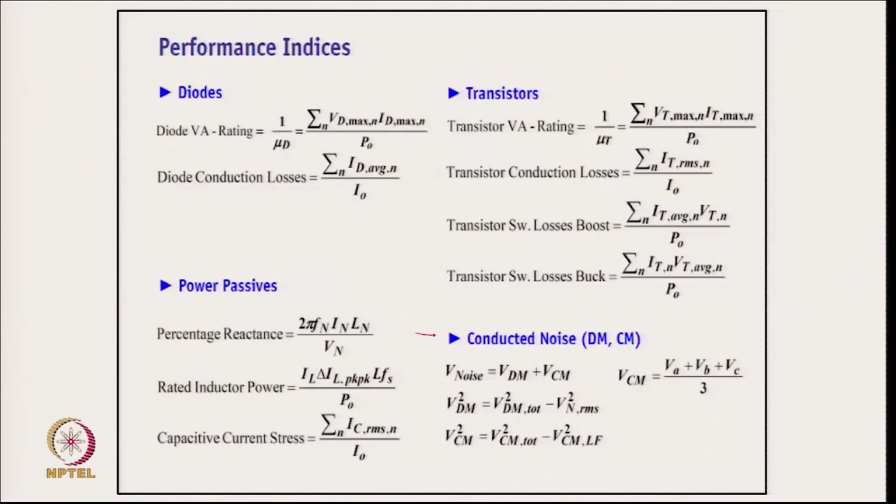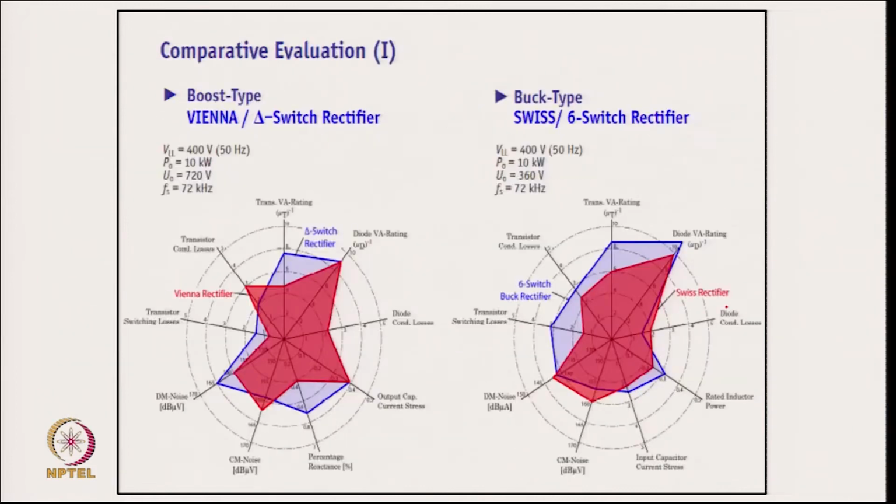These are the performance indices corresponding to your calculation of kVA rating and losses calculation for all components: the transistors, diodes and passive components, and the conducted noise. Based on that, this is for the Vienna rectifier, this is for your delta switch converter, and this is for the 6 switch converter, showing how they perform corresponding to 10 kilowatt.